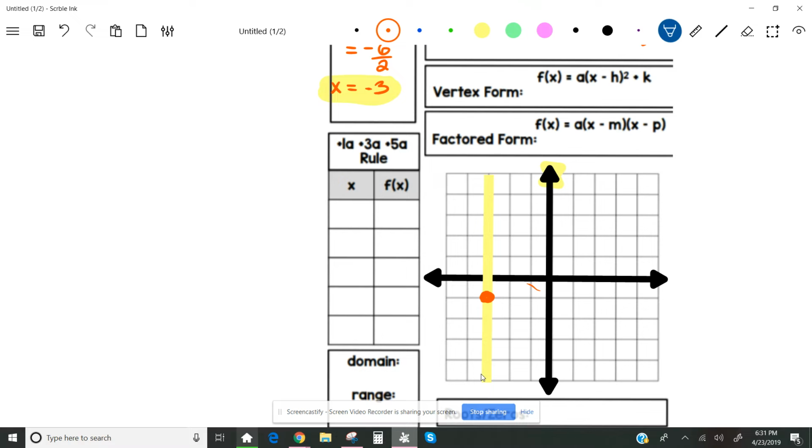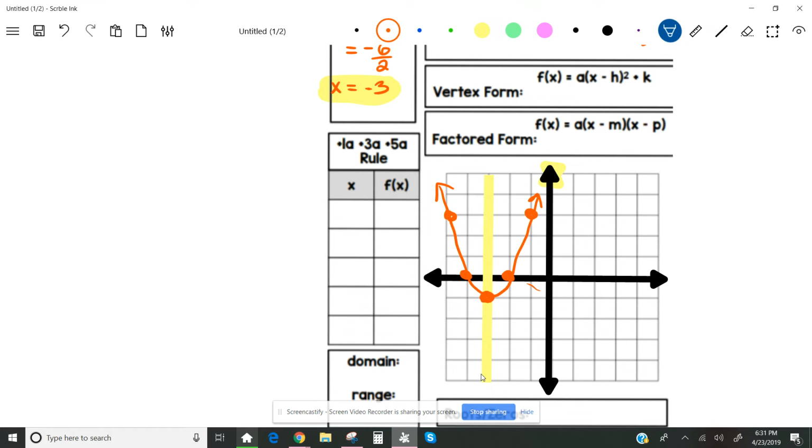Then we're going to use our 1, 3, 5 rule. So we go over 1 and up 1. Then we go over 1 and up 3. 1, 2, 3. And then if I tried to go over 1 and up 5, it would be off the graph, so we don't need to do that part. And then we just reflect on the other side of the axis of symmetry, connect it, and we have our parabola.